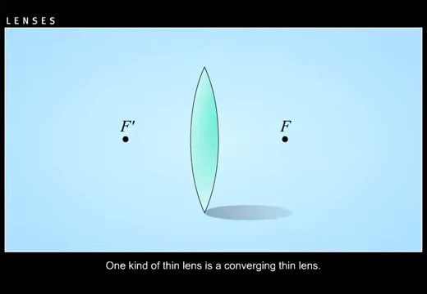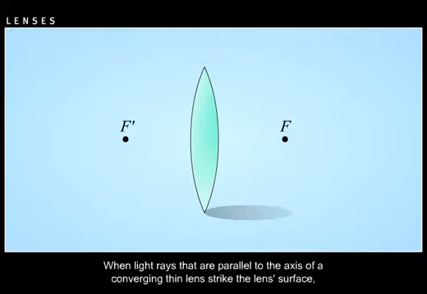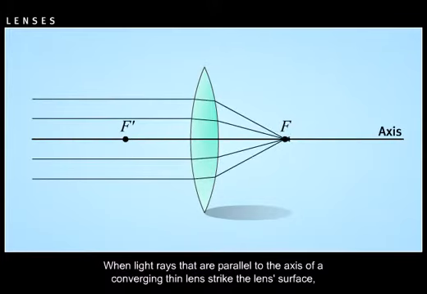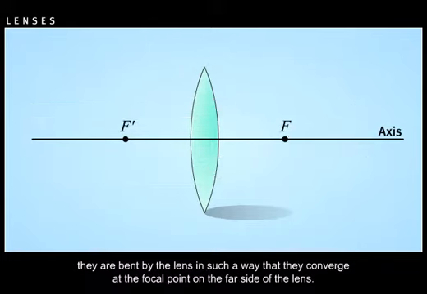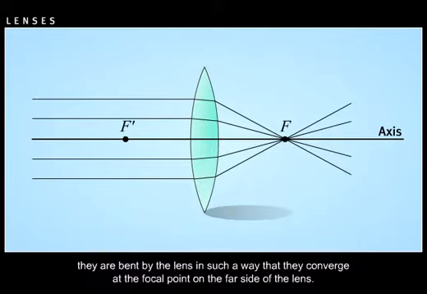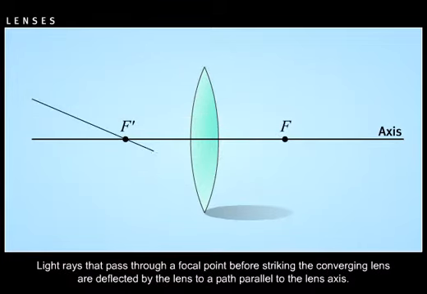One kind of thin lens is a converging thin lens. When light rays that are parallel to the axis of a converging thin lens strike the lens surface, they are bent by the lens in such a way that they converge and focus on the far side of the lens. Light rays that pass through a focal point before striking the converging lens are deflected by the lens to a path parallel to the lens axis.